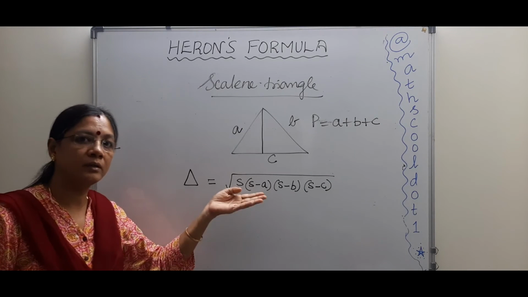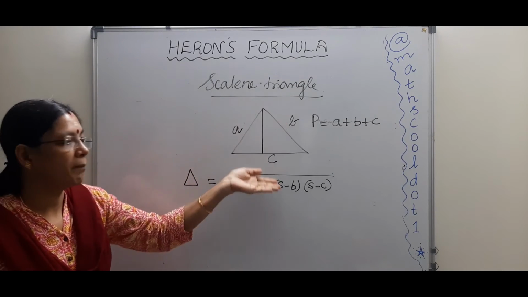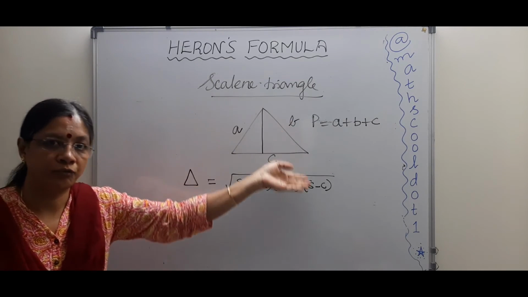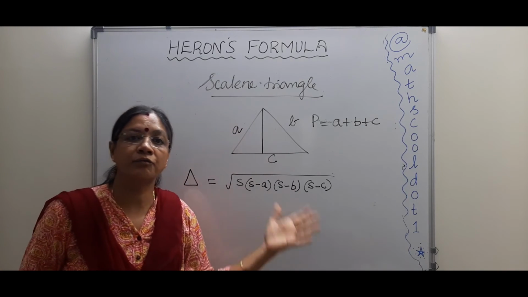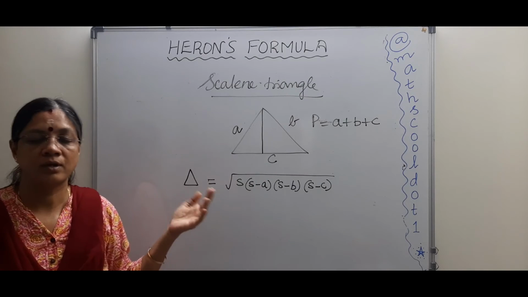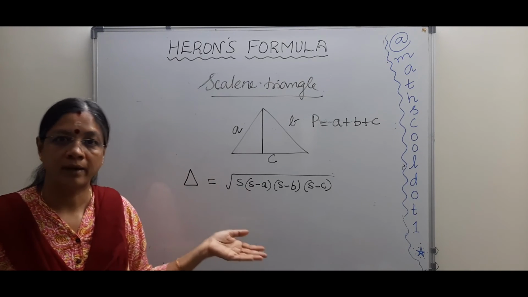This is the Heron's formula, which we can apply when all the sides of the triangle are different, as in a scalene triangle, or if two sides are equal in an isosceles triangle, or all the sides are equal in an equilateral triangle. We can apply the formula to find the area.